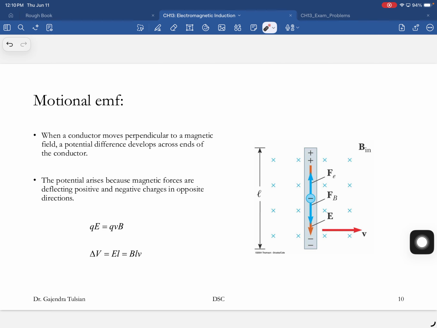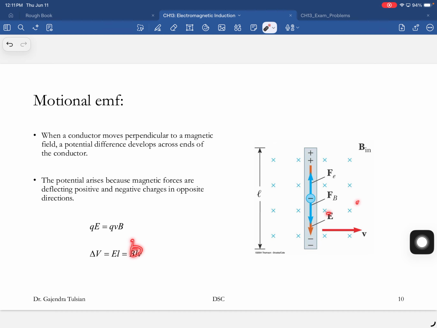How much charge will collect? Till the magnetic force on it is balanced by the electrostatic force. See, the negative charges are pulling on them. Anyway, the induced EMF, or the voltage, in the metal rod is B, the magnetic field, times the length of the rod in the magnetic field. That's what matters. Times its speed. V is the velocity.